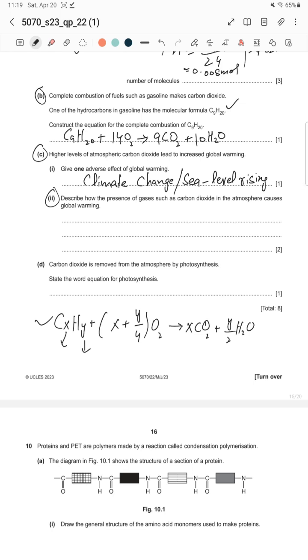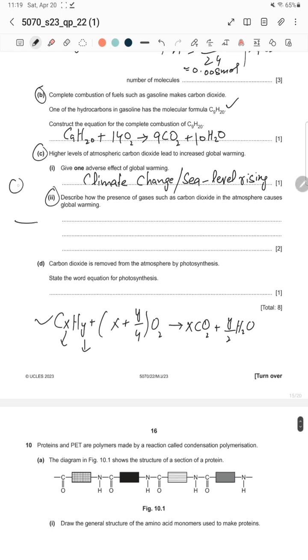Describe how the presence of gases such as carbon dioxide in the atmosphere causes global warming. As dear students, I mentioned from the sun to earth, light travels in the form of UV. Once it strikes, it is converted back into IR. So here the gases like methane, CO2 revert back these IR towards the earth's surface, hence the earth's temperature is continuously increasing. So this is the overall phenomenon of global warming.